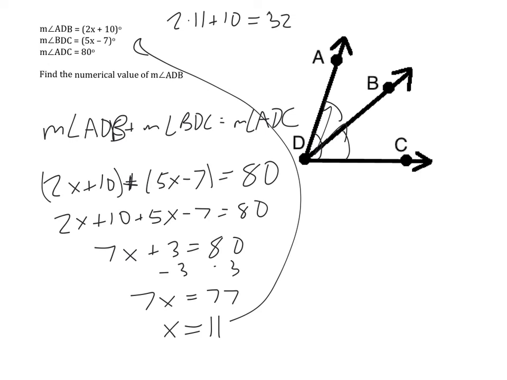And I could stop there because it did ask me what ADB was, but let's just do a quick check. What is the other angle? It'll be 5 times 11 minus 7, so that's 55 minus 7, which will be 48. And to confirm, 32 plus 48 does in fact equal 80, so it lets me know my work probably checked out. So 32 degrees would be my final answer. But it helps to check your work like this because mistakes happen. So just take that extra step and you'll avoid that.